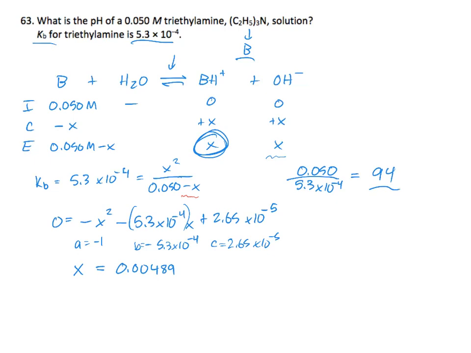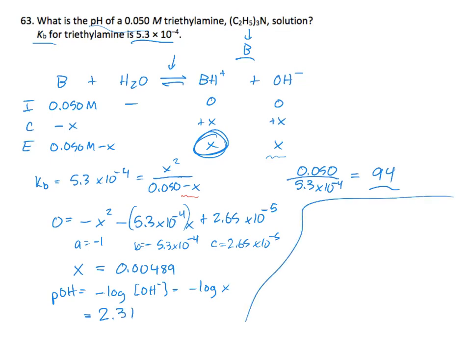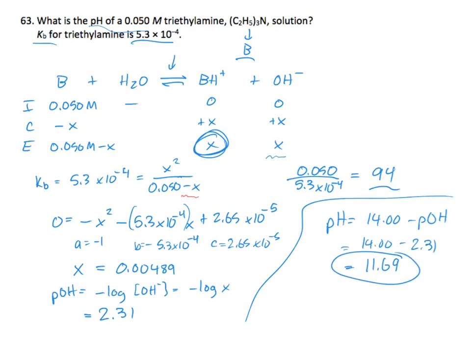So this question wants to know the pH. From X, we can actually get the pOH, which is the minus log of the concentration of hydroxide, which is the minus log of, therefore, X, which works out to be 2.31. Our pH is 14.00 minus pOH equals 14.00 minus 2.31 equals 11.69. So that's the pH of our solution.